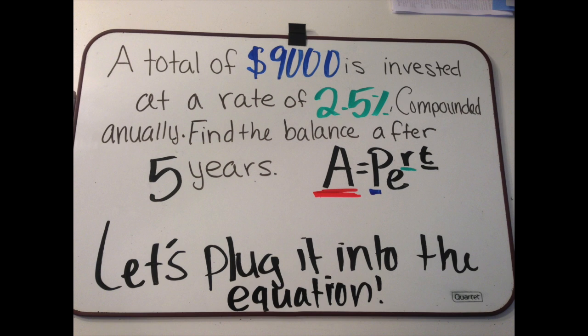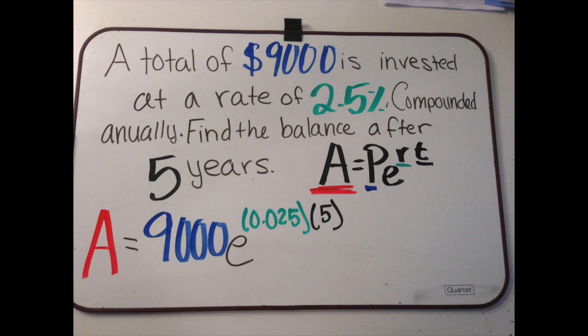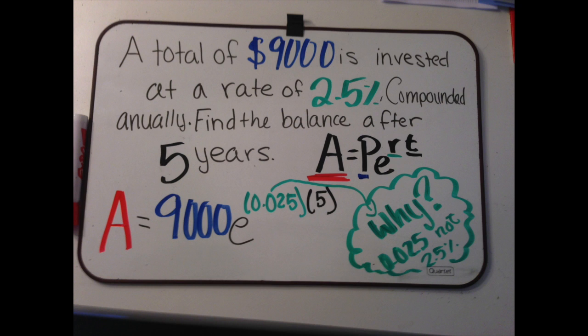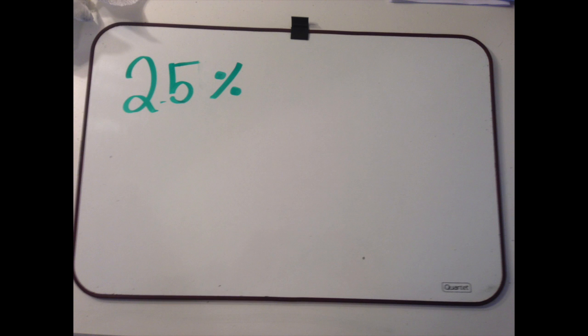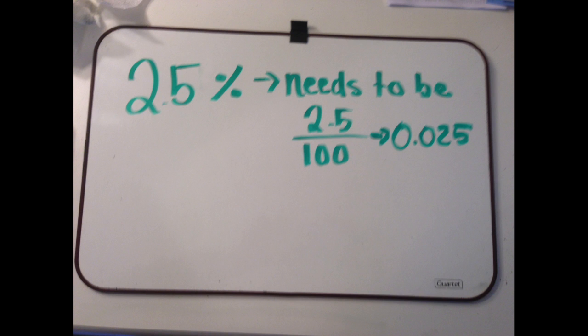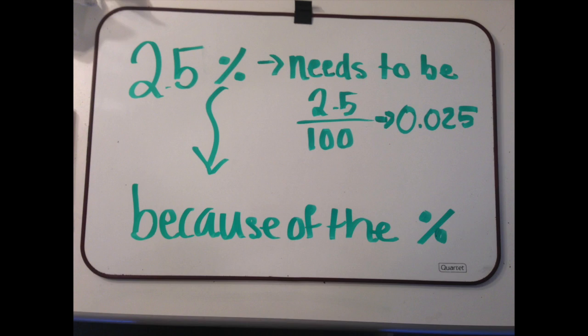So now let's plug all this information into the equation. This is what our equation should look like after we are done plugging in all of the values. So go ahead and take a look at that. You may be asking, why is the rate 0.025 instead of 2.5? Well, you have to do this because 2.5 is a percent, so you need to divide it by 100 so that we end up with 0.025. And this is just all because of the percent sign.